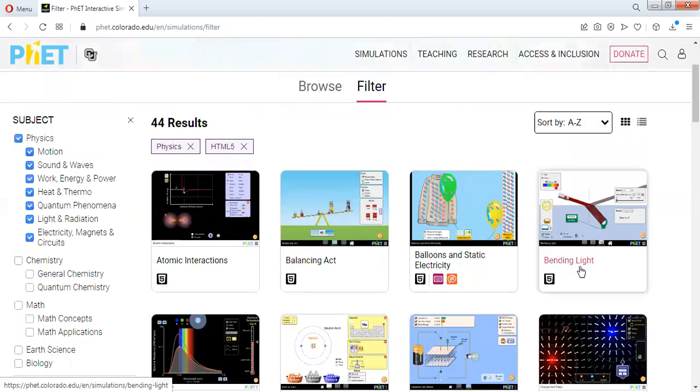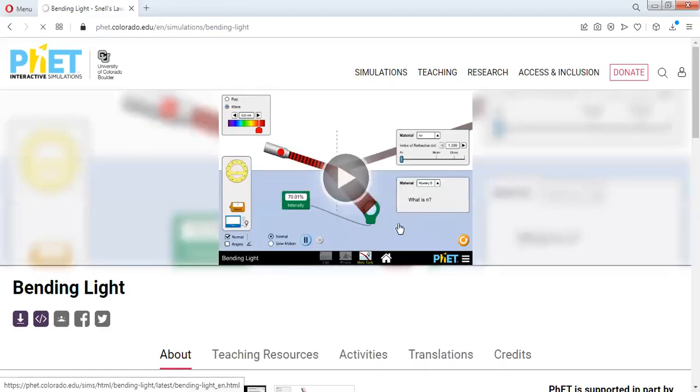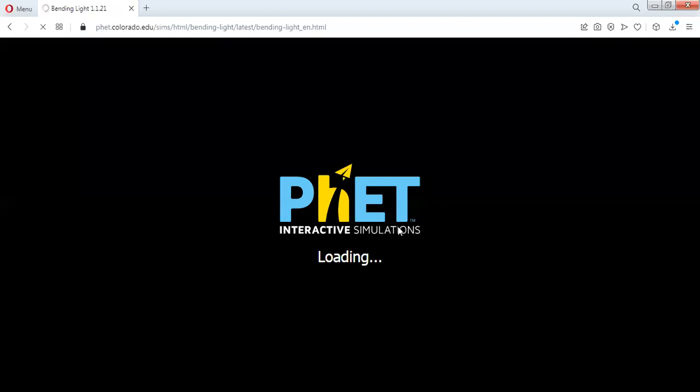I will select Bending Light for today's lesson, which is refraction of waves. Now you don't have to download most of these simulations. Some of them you will have to download, but most of them you don't have to download because they support HTML5, so you should be able to run them on your browser itself. So I will select the Bending Light simulation, and then we have to click the play button, which will take us to the simulation page.